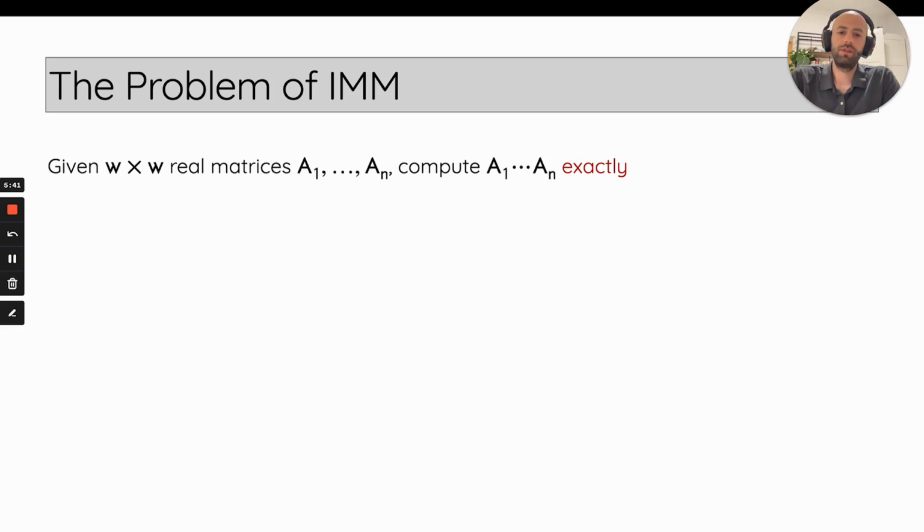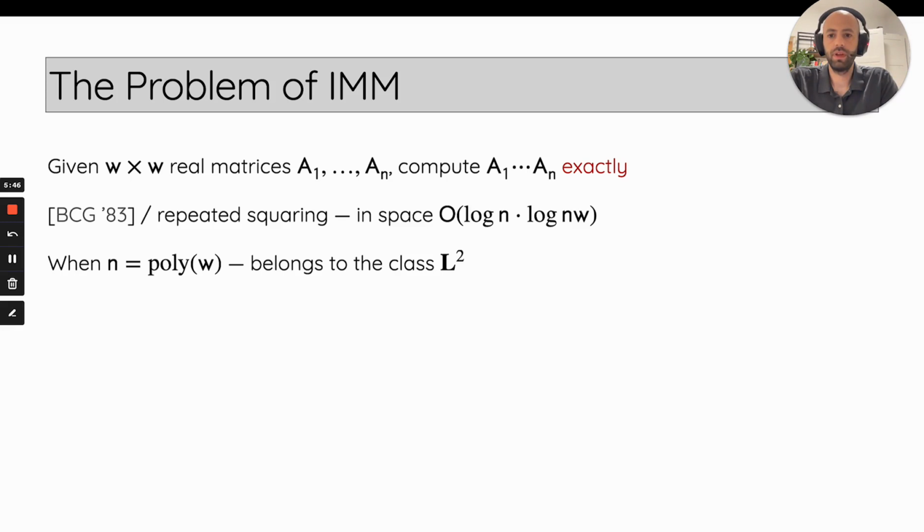Okay, so let's start with computing IMM exactly. What do we know? You can do repeated squaring, and do it in space O of log n times log n w. Recall that w is the dimension of the matrices and n is the number of matrices we wish to multiply. So when n and w are polynomially related, this belongs to the class L squared. Okay, but what about approximating A1 up to AN?